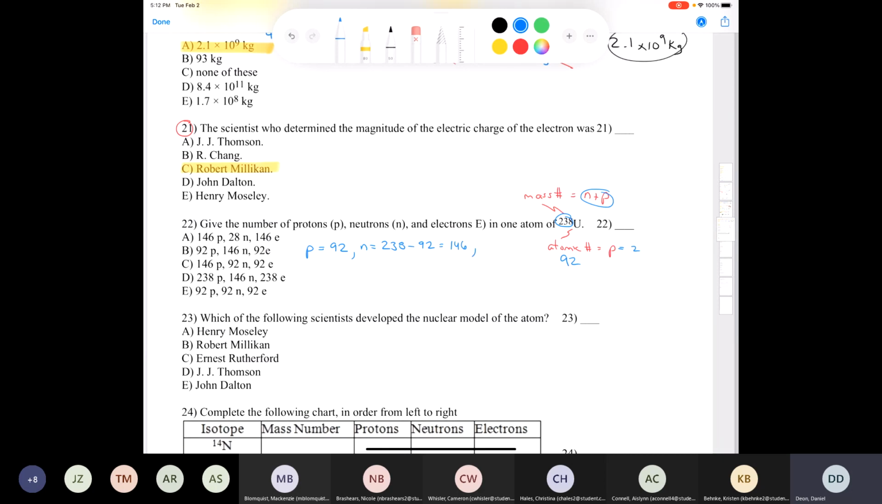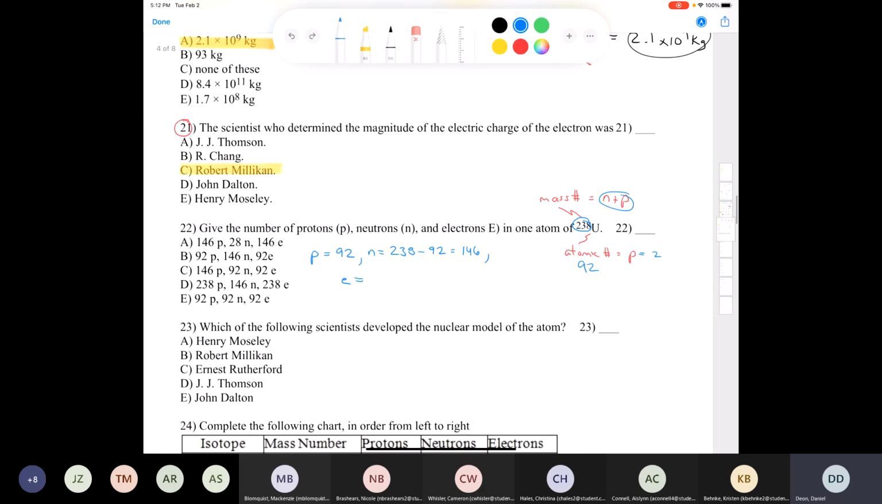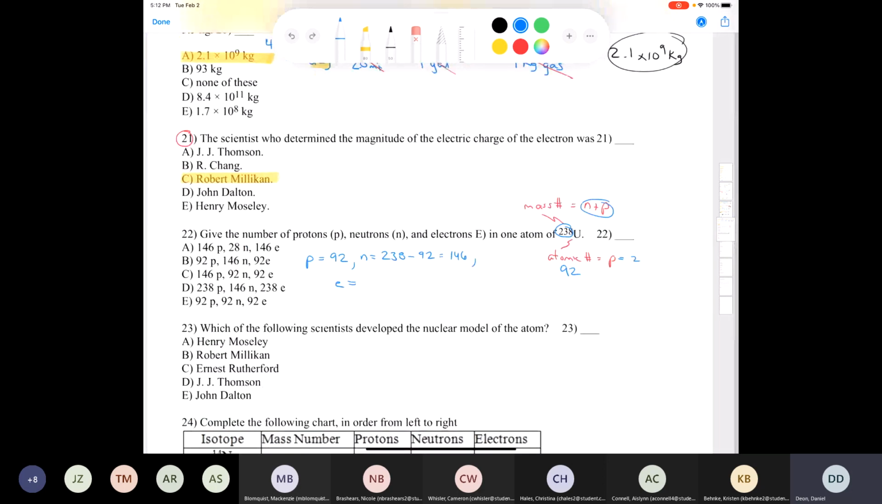And then finally, to determine the number of electrons, well, there's no charge. This is not an ion. This is uranium that is neutral, and so the number of electrons must equal the number of protons at 92. And so if we look at the answers, we want to have 92 protons, 146 neutrons, and 92 electrons. And so that would be B.